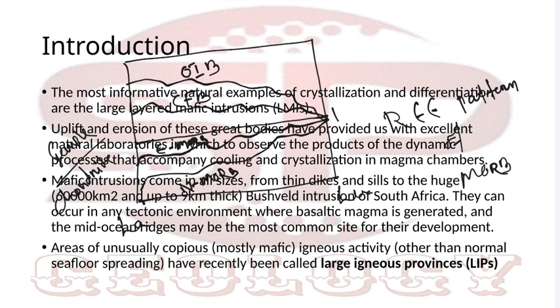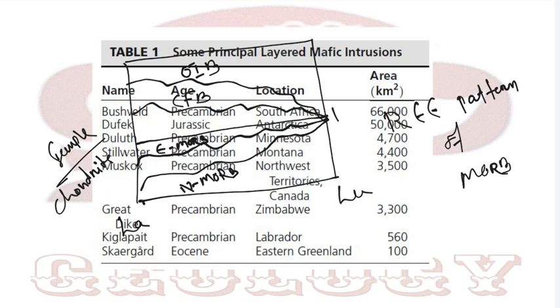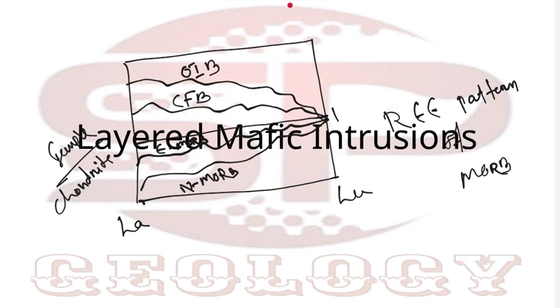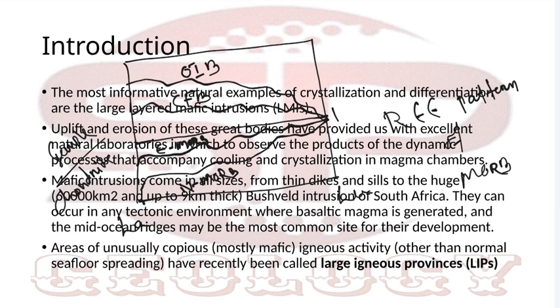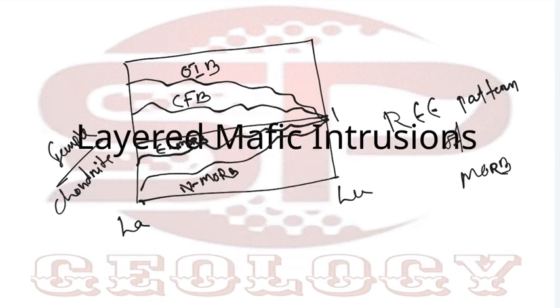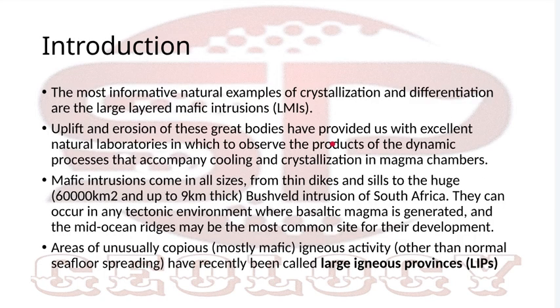So generally the layered intrusions, they are a huge amount of mafic and ultramafic lavas intruded into the crust. Okay, so the extent of these intrusions you can imagine from the Bushveld complex extent.